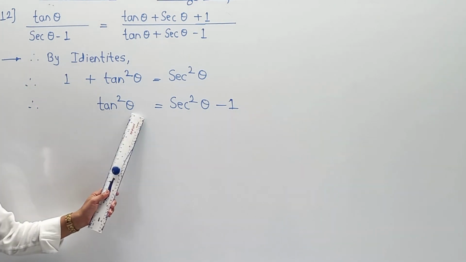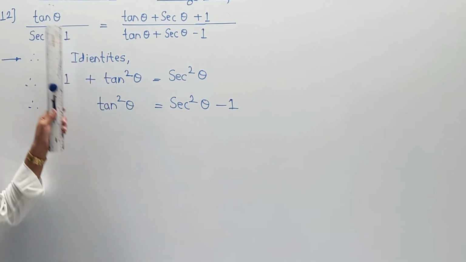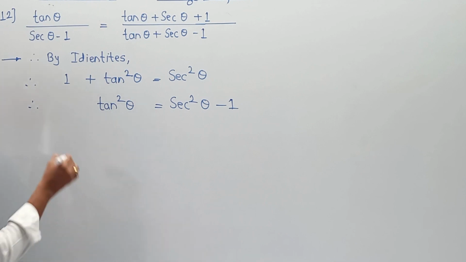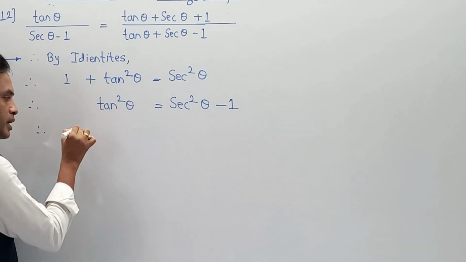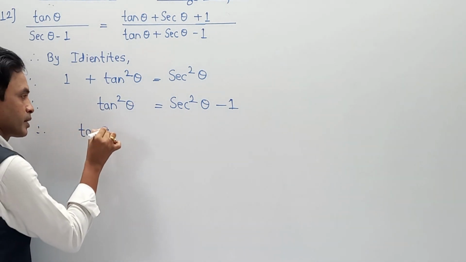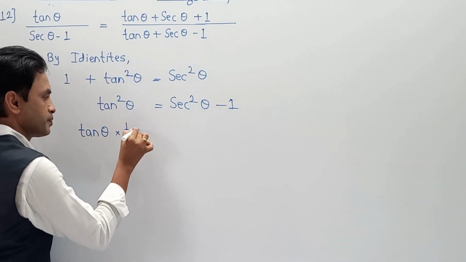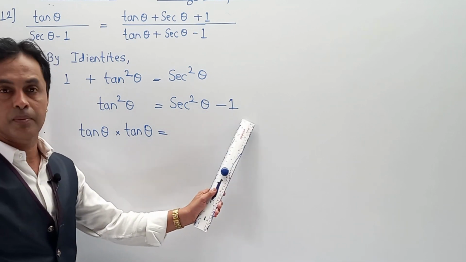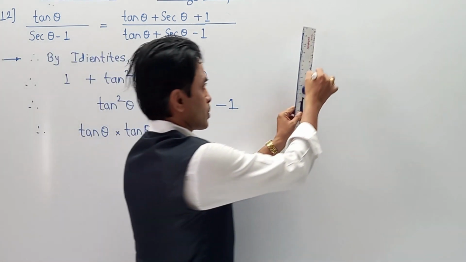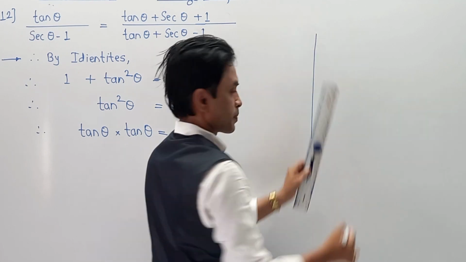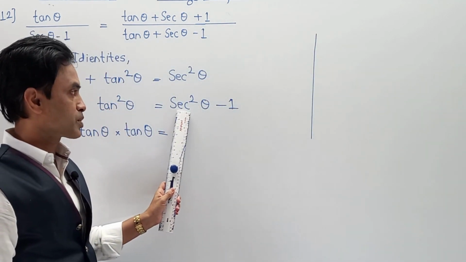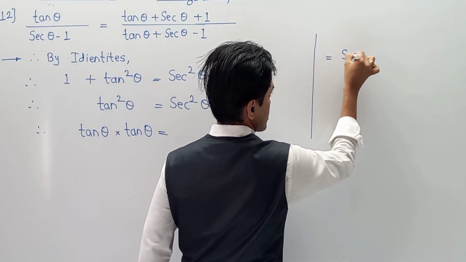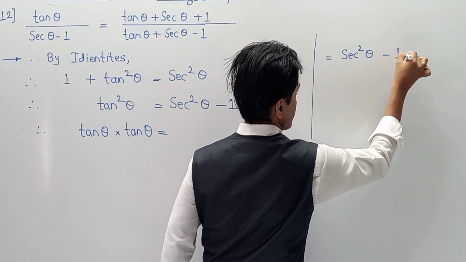Now again tan square theta is not in square, but tan theta is independent. Means I am going to write tan square theta, splitting it, as tan theta into tan theta. Now the next step is sec square theta minus 1. I am going to do some calculation over here so that you can easily understand the part. Here RHS is now sec square theta minus 1.